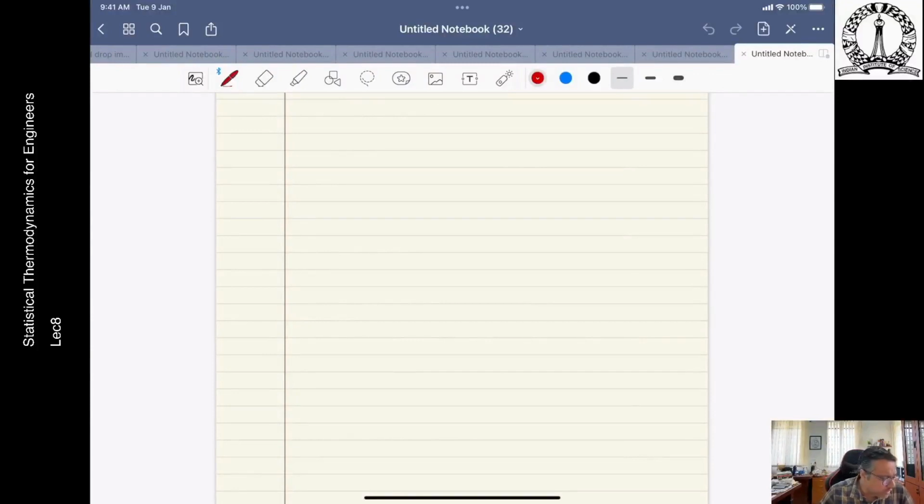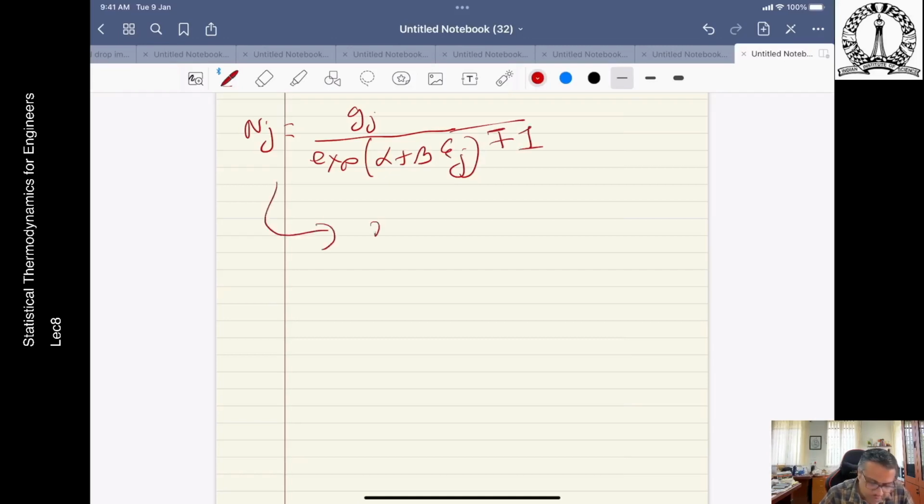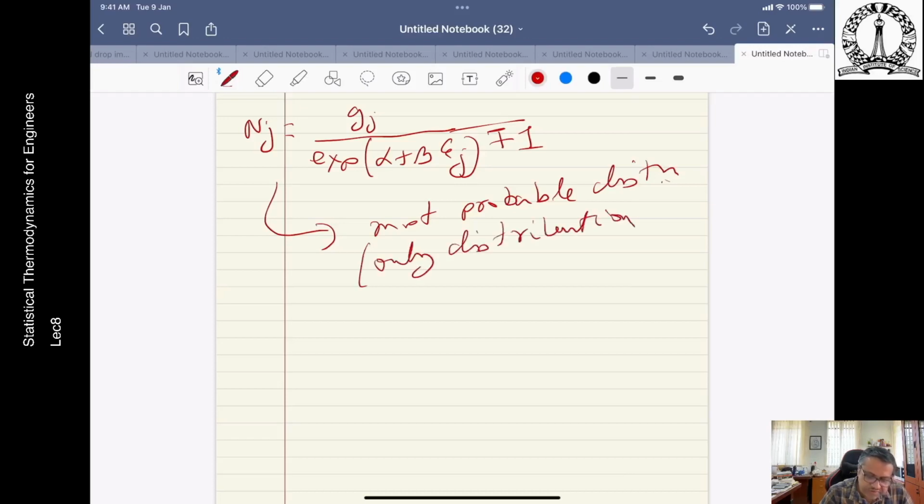If you recall, in the last lecture, we said Nj is equal to Gj over exponential of alpha plus beta Ej, minus or plus 1. This was the most probable distribution, and this was perhaps the only distribution. But there are a few points that we mentioned over there.